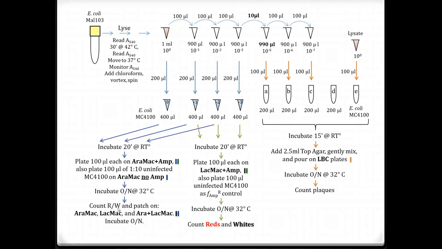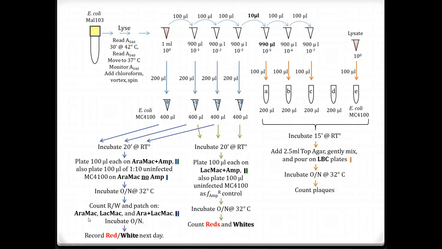So you patch the whites from the Aramac amp plates onto all 3 of these plates. So they should all be white on Aramac, because you're patching white from Aramac. The question is, what color are they on these 2 plates? Are they white on both? Red on both? Red on one and not the other? That's the question. Now, if you have a whole bunch of them and you want to patch a couple reds, that's okay. If you only have a couple and you don't have 20, you don't have to patch those couple 20 times. Just patch what you got. If you don't have any, well, that's the way it goes. Don't worry. Patch as many as you have. The whites are the ones we care about. But if you want to patch a red or two just to see what happens, that's fine.